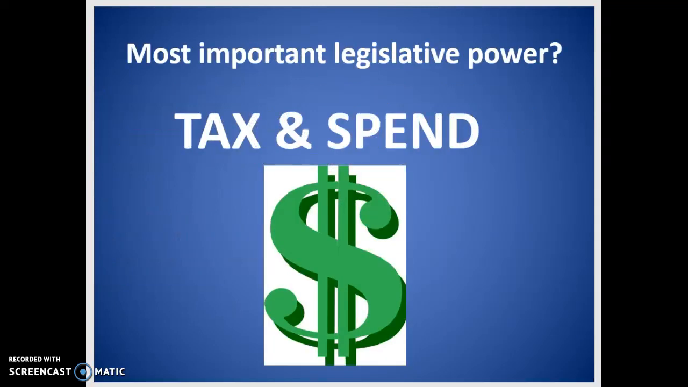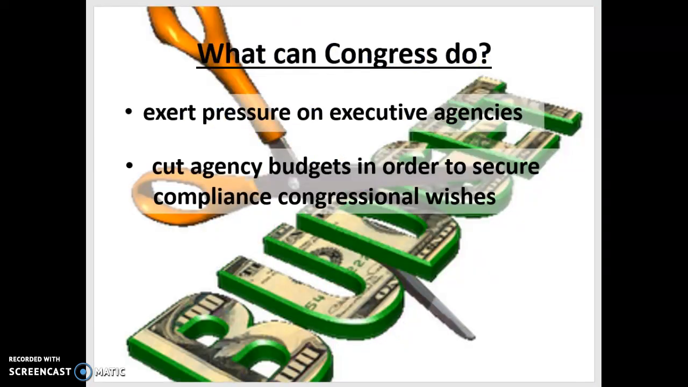You are investigating. Most important legislative power, they get to tax and spend. What can Congress do? They can exert pressure on executive agencies through budget issues. And that's what the second bullet says, is that they can cut the budgets if you're not doing what you're supposed to as a bureaucratic agency. And every bureaucratic agency wants their money. When you start talking about budget cuts, they start to snap to attention, and they will really listen to Congress when there's talk of losing their money.